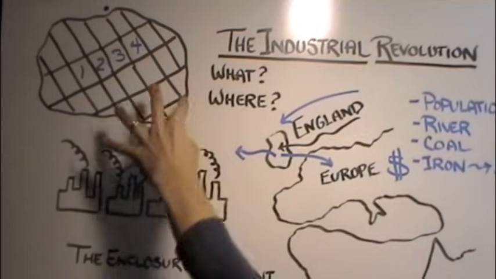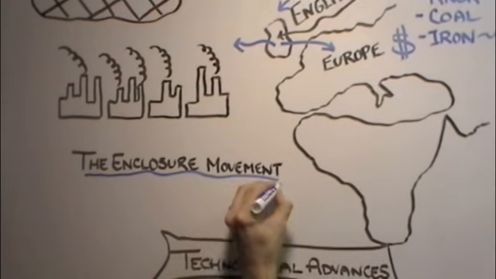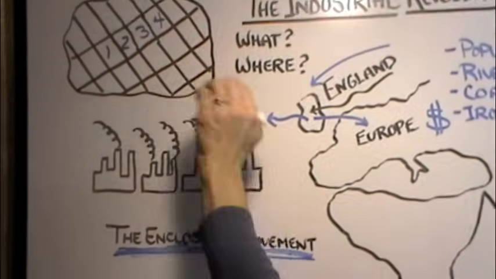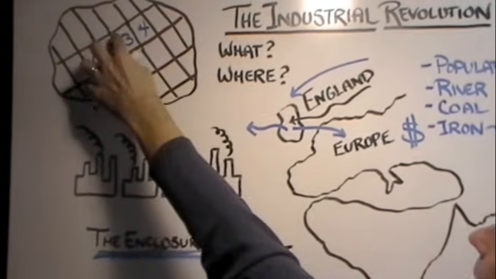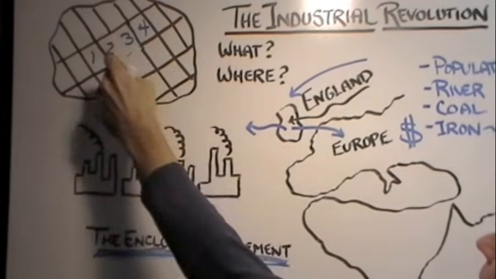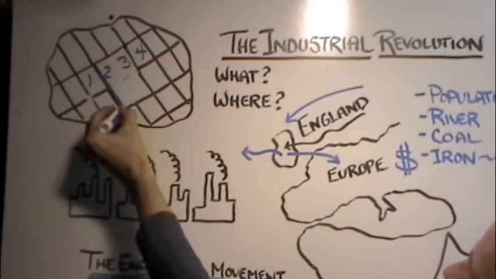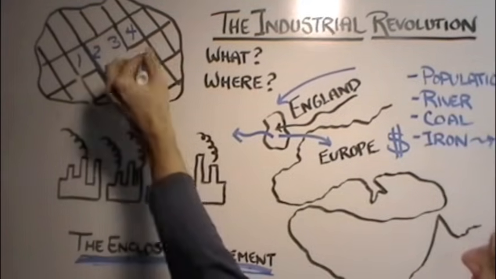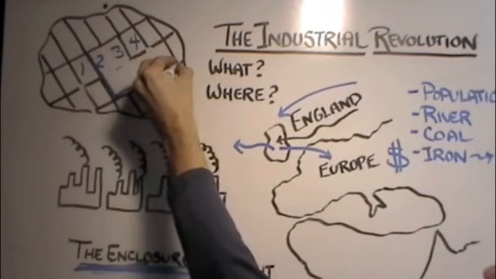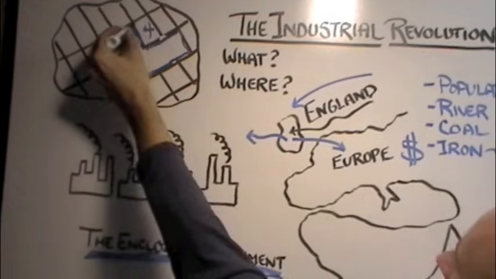What started to happen was something called the enclosure movement. And what happened with this enclosure movement is wealthy people would come in from the outside and they would actually buy up big areas of land from this farmer and this farmer, this farmer, this farmer, and they would actually do what to it? They would enclose the land. So they might buy 5, 6, 7, 8 farms right next to each other and enclose the farms and make a giant mega farm.